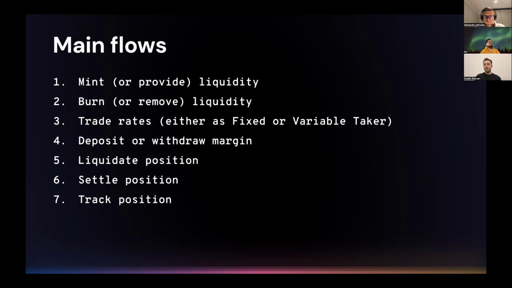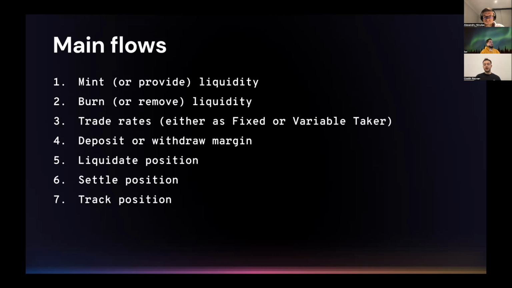So the main flows on each pool are the following. Either you mint or provide liquidity. As I said, one of the main actors are the liquidity providers that do one or two, mint or burn liquidity. Then the third one is for traders, where you can trade rates, either taking the fixed side or the variable side of the market. Then another user flow is where you deposit extra margin in order to collateralize your position more, or when you withdraw your margin when you want to increase your leverage.